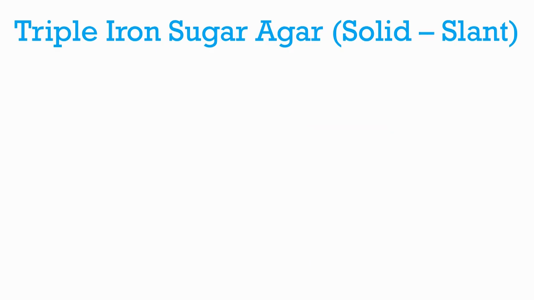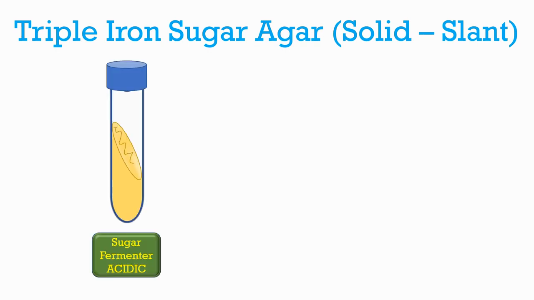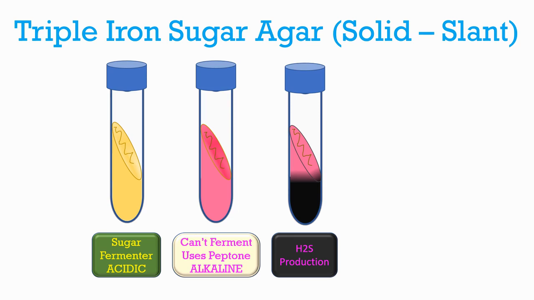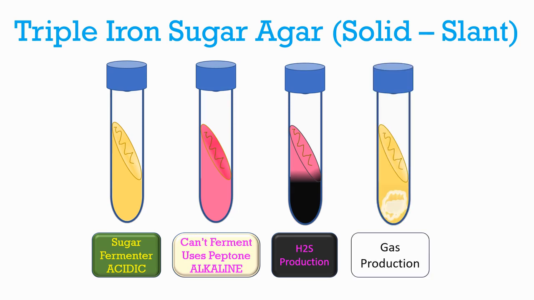We can see 4 types of visible reactions in the TSI agar, that includes yellow color production by the sugar fermenting bacteria, pink color by non-fermenting bacteria, black discoloration mainly in the butt by H2S producing bacteria, and disruption of the media in the butt region by the gas producing bacteria. Various combinations of these 4 reactions can be seen. Let us see some examples.